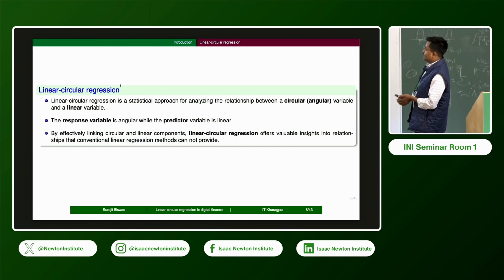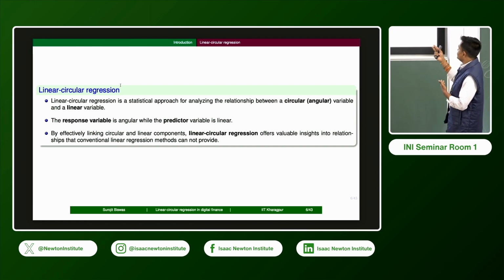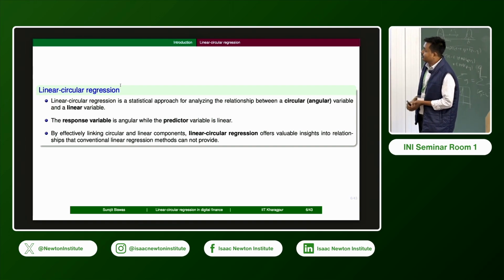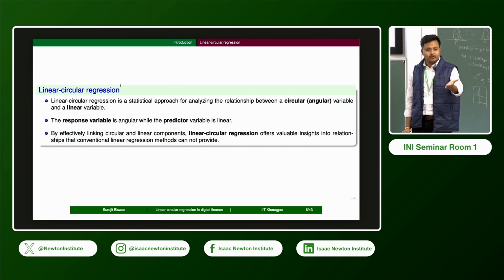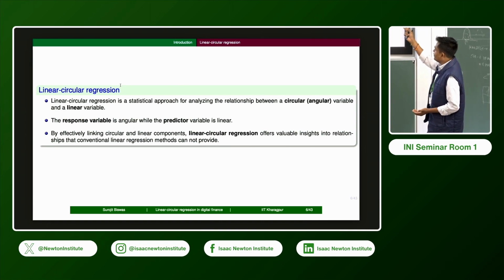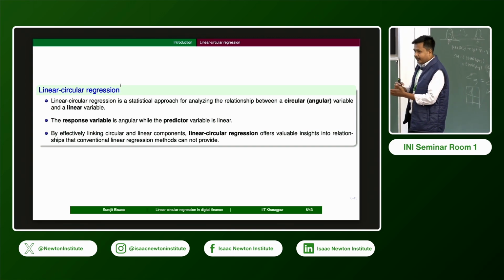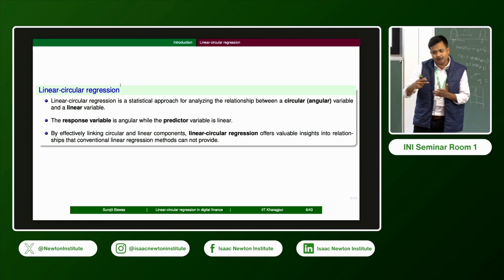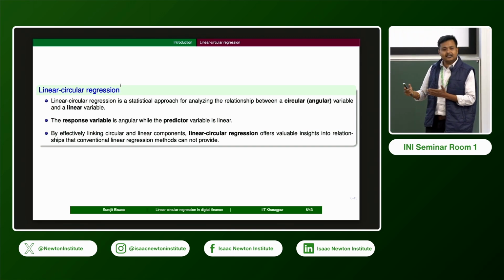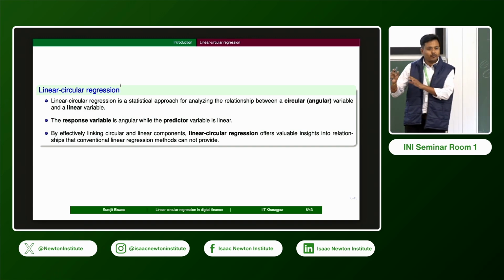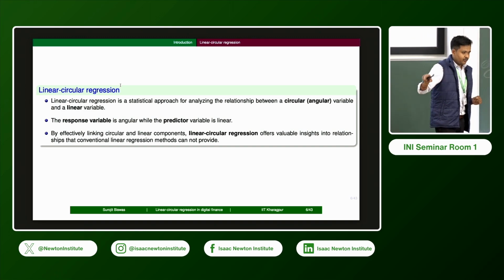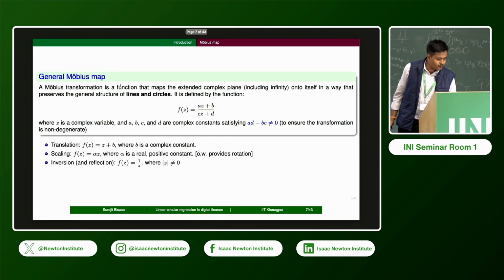Now come to our linear-circular regression. This is a relationship between a circular or angular random variable and a linear variable. The response variable here is angular, and the predictor variable is linear. By effectively linking these two, linear-circular regression offers valuable insight that ordinary linear regression sometimes cannot, because it doesn't consider the topology or geometry of the data.